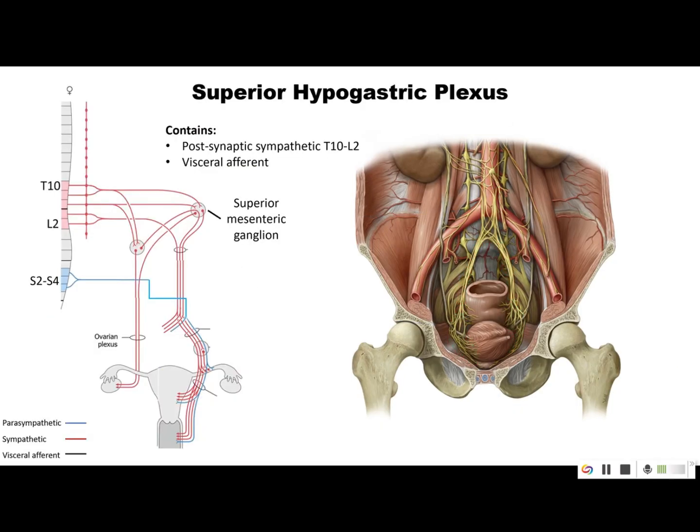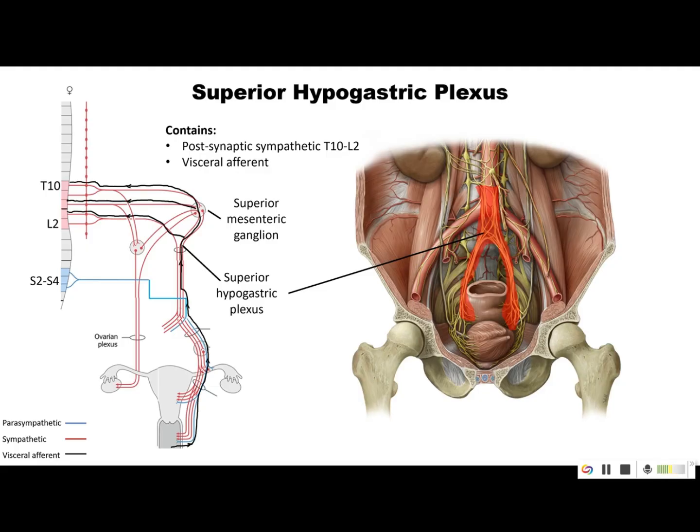The superior hypogastric plexus lies in the retroperitoneum bilaterally, extending from the lower third of the fifth lumbar vertebra to the upper third of the first sacral vertebra. It contains mostly postsynaptic sympathetic fibers from T10 to L2 spinal levels. The visceral afferent fibers from the majority of the female reproductive system follow the sympathetic fibers retrograde to the superior hypogastric plexus back to the T10 and L2 levels of the spinal cord.